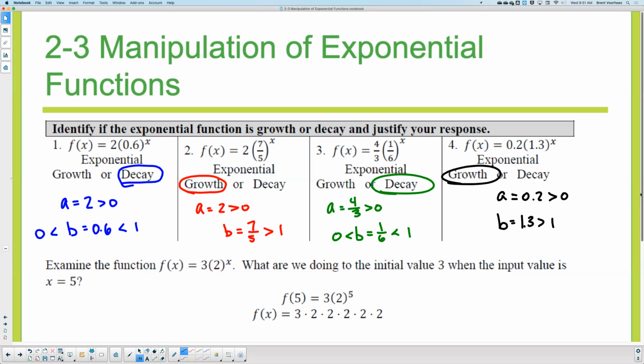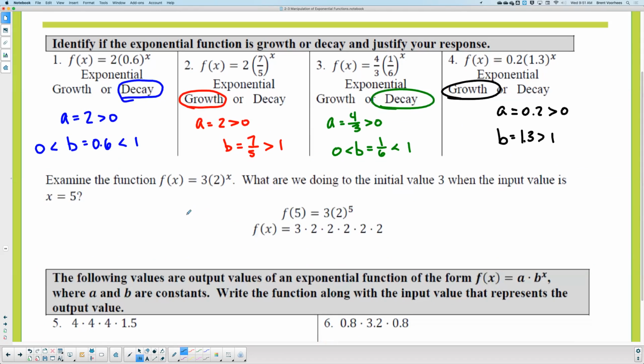Okay, now let's move on down below it here. It says examine the function 3 times 2 to the power of x. What are we doing to the initial value 3 when the input value x is 5? Now I want to make sure you understand how exponential functions work. So 3 times 2 to the input value 5, that's f of 5 here. That's the same thing as saying 3 times 2 times 2 times 2 times 2 times 2. How many 2's are there? Is that a surprise to you? No. No, that's what 2 to the 5th means.